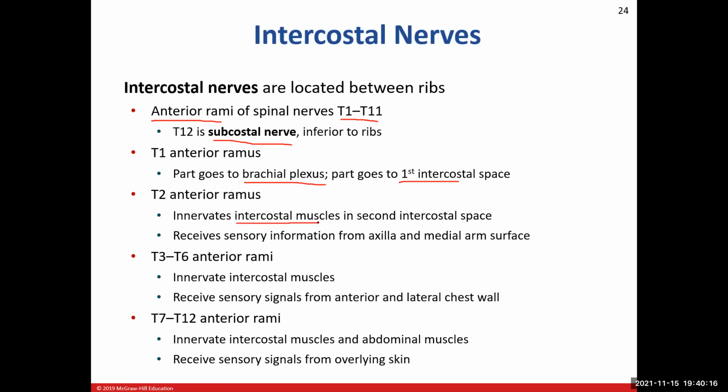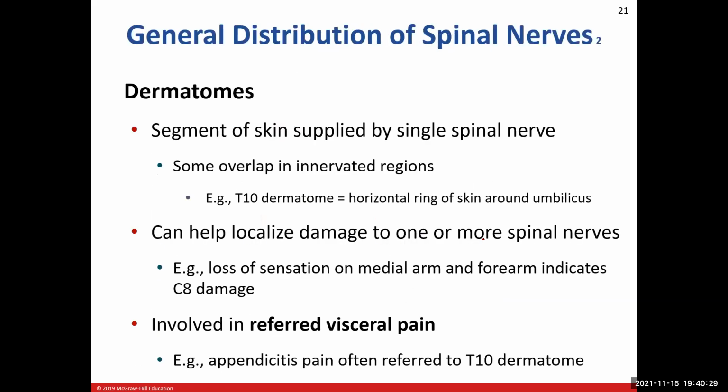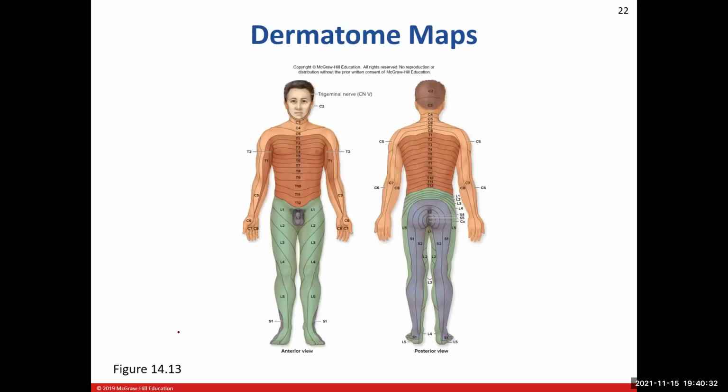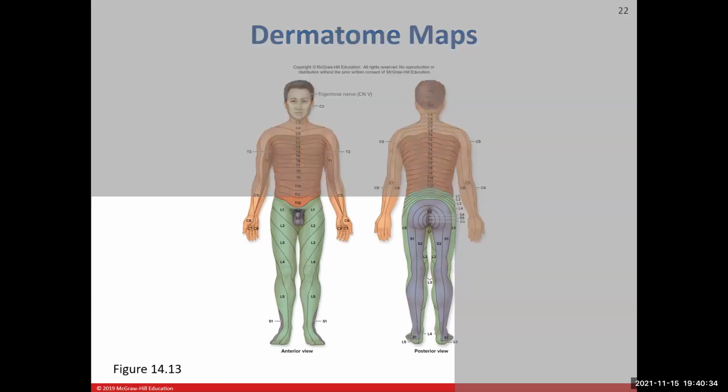And it's important to know this, it is going to receive sensory input from your armpit, the axilla, and the medial surface of your arm. That's going to be the inside of your arm. So if we go back to our dermatomes here, we zoom in, you can kind of see that a little bit.